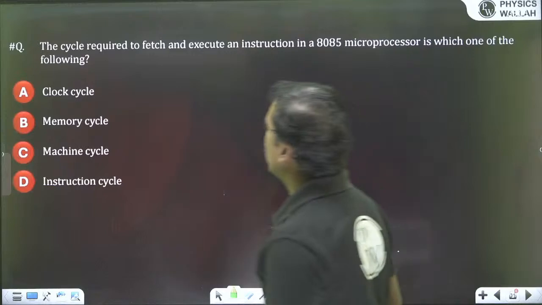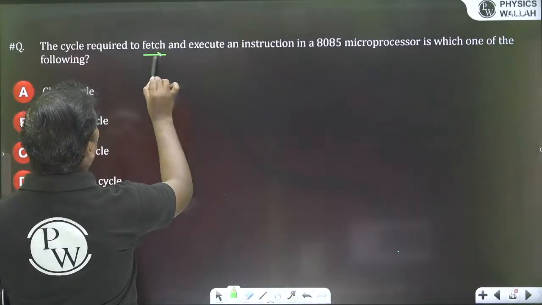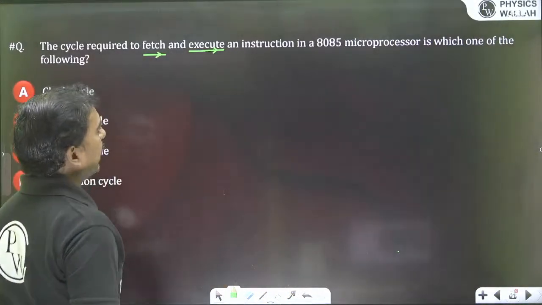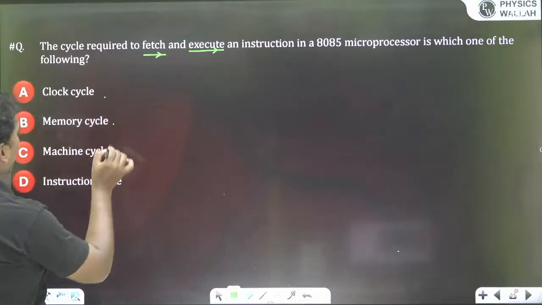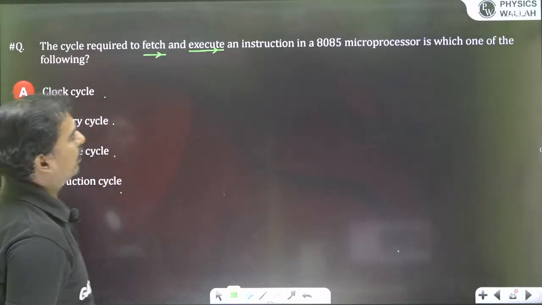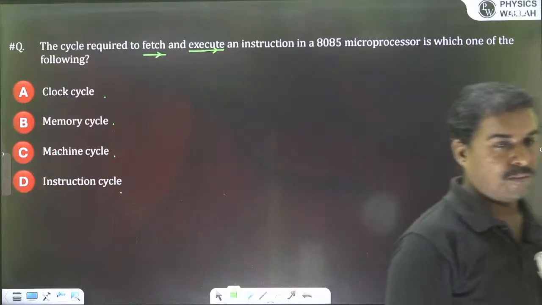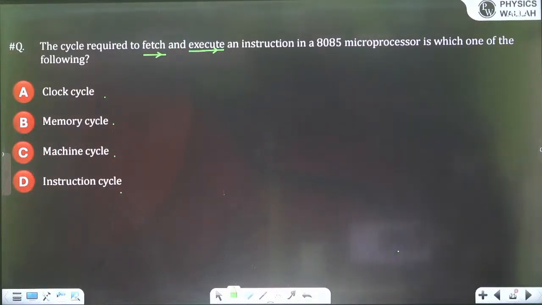The cycle required to fetch and execute an instruction in the 8085 microprocessor is which one of the following? Clock cycle, memory cycle, machine cycle, instruction cycle. What is the answer for this question?